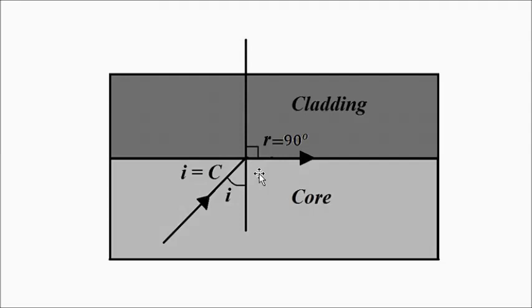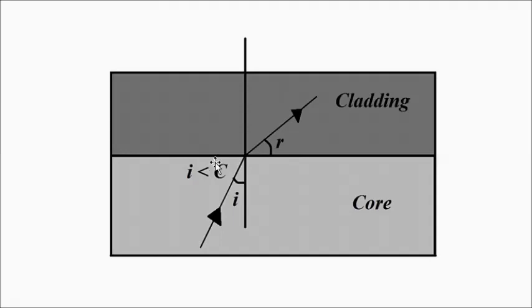So different materials have different critical angle values depending on the core-cladding material combinations. Depending on that, the optical fibers are designed in such a way. So the critical angle is that angle such that when the angle of incidence in the denser medium is equal to that critical angle, the angle of refraction in the rarer medium is 90 degrees.